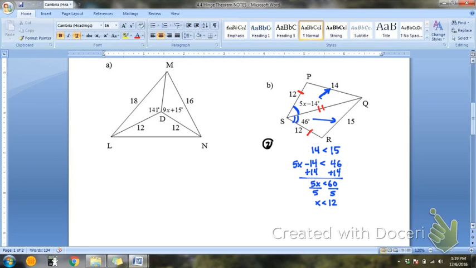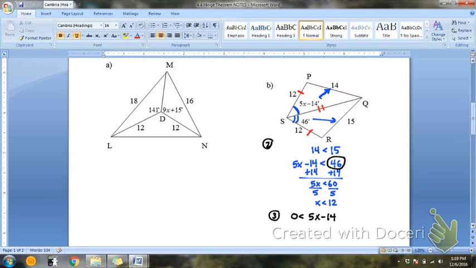Okay, so let's look here. If it's less than 46, is 46 smaller than 180? Okay, so if it's less than 46, it's already definitely less than 180. What's the third thing that we have to do, though? Must be greater than 0. So 5x minus 14 must be greater than 0. And I would write it like this with the 0 on the left side. Okay, let's go ahead and solve that.